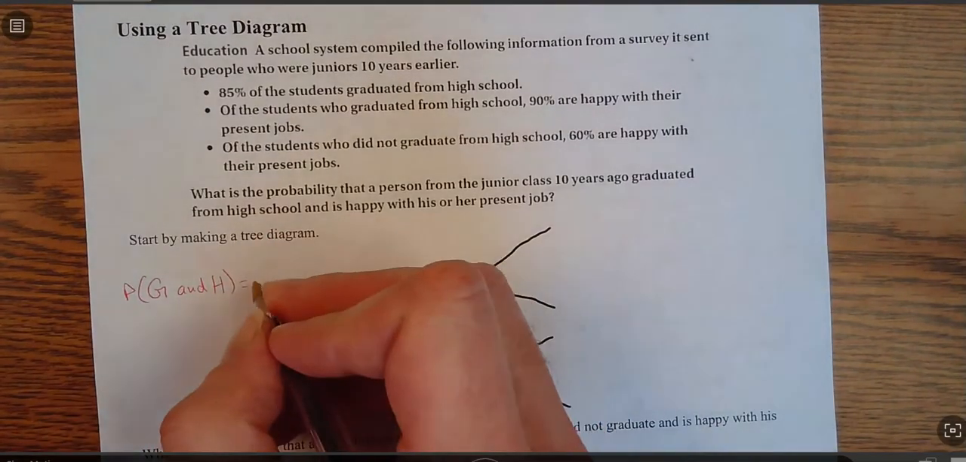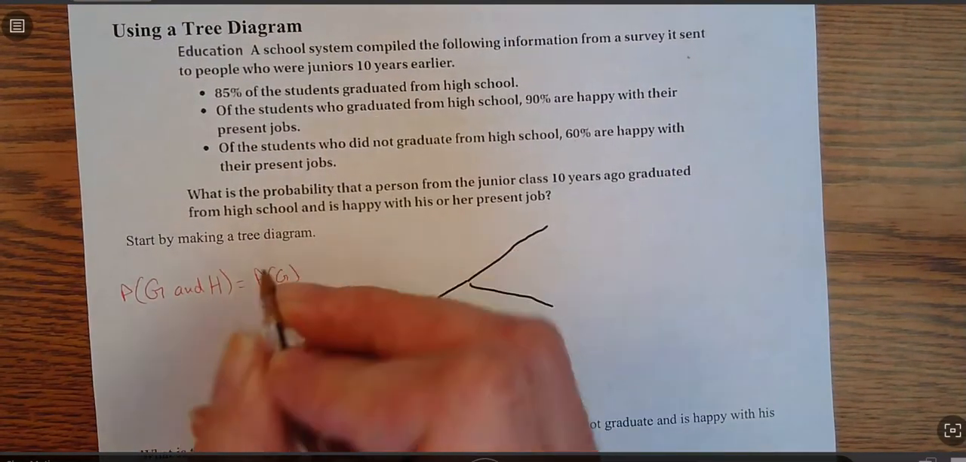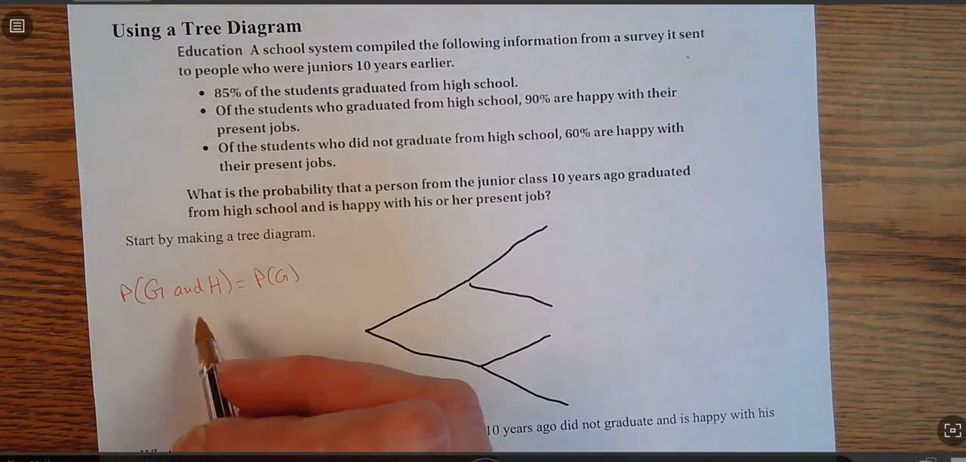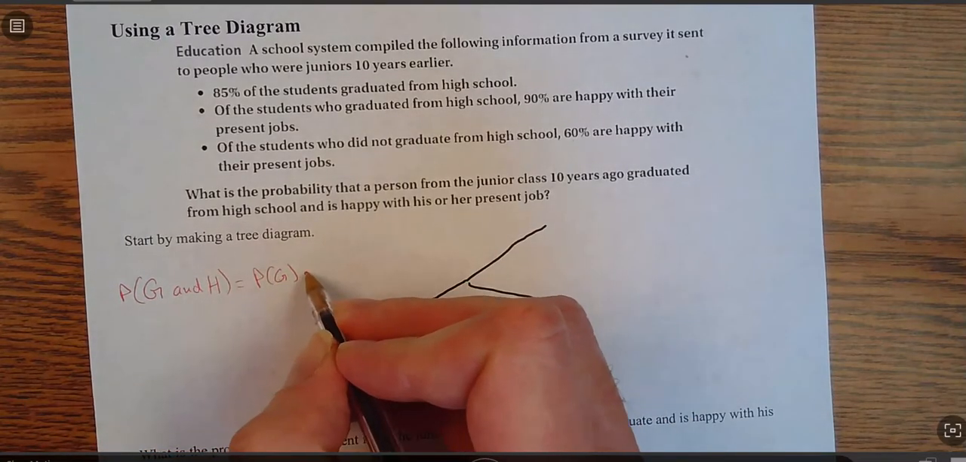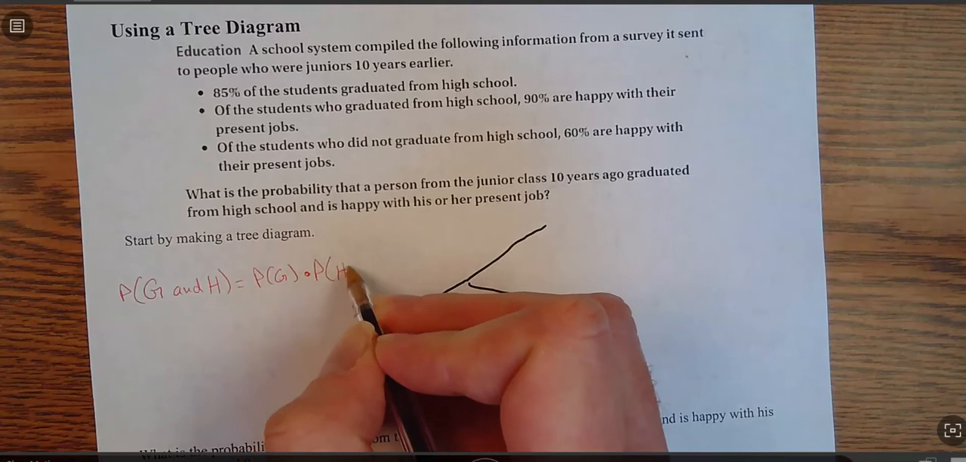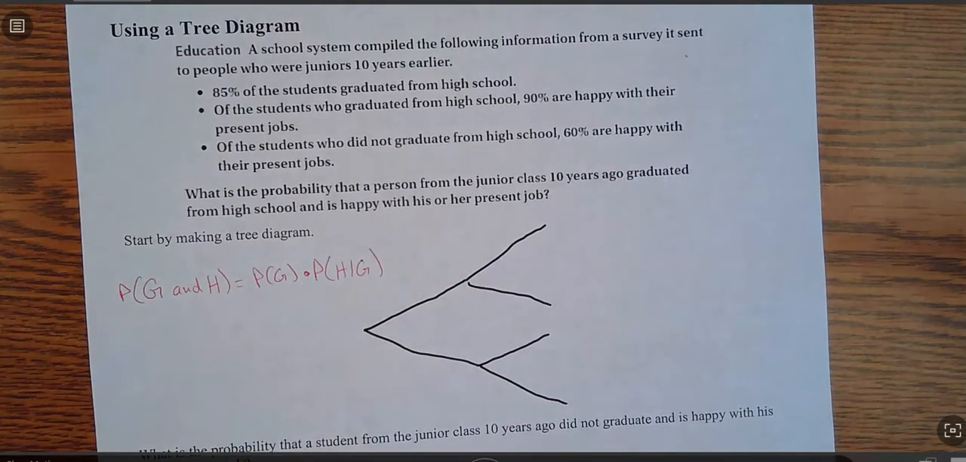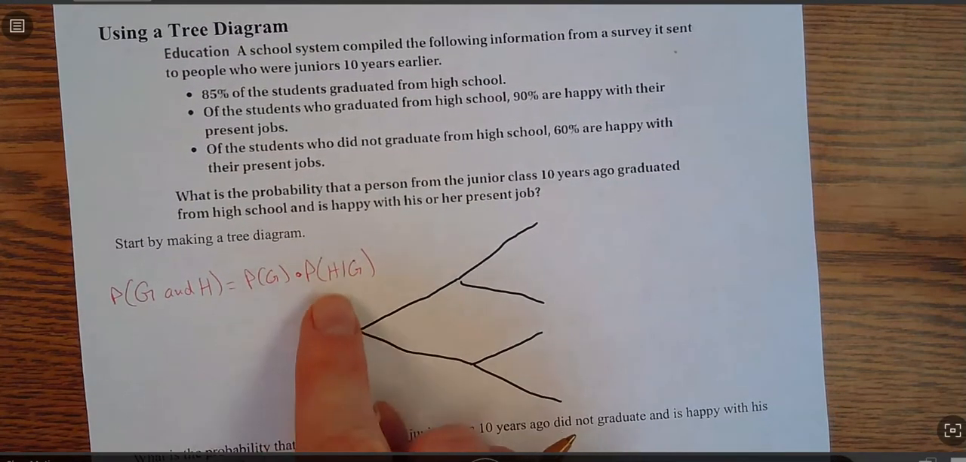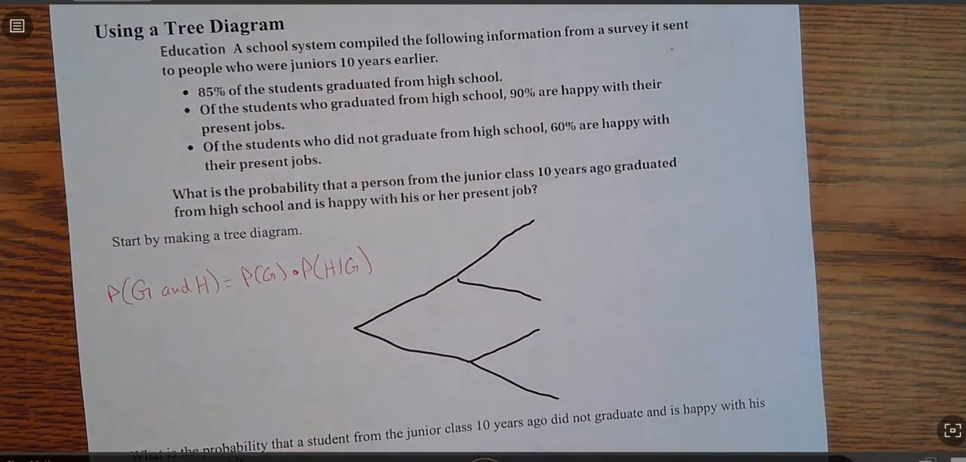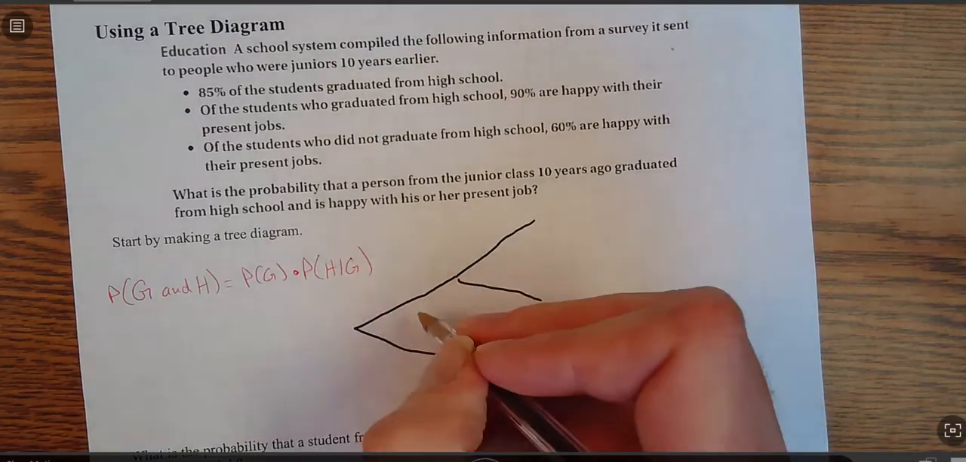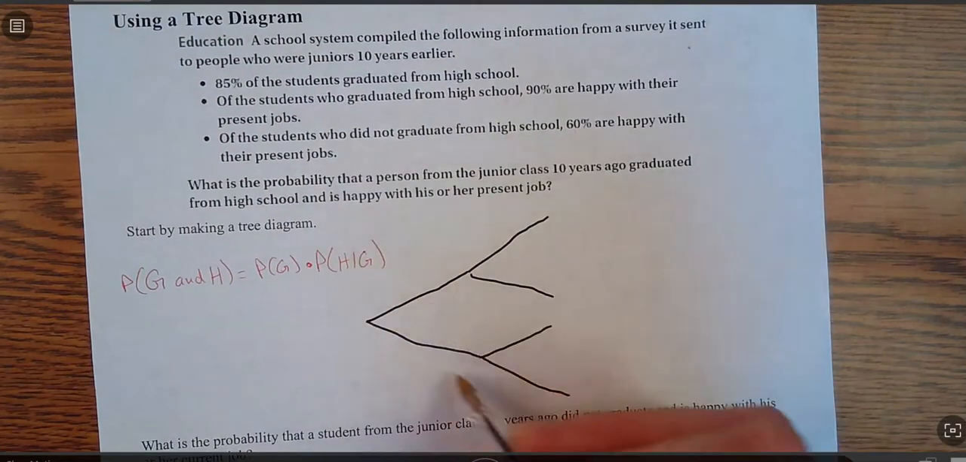Well, that means that instead of just taking probability of G times the probability of H, I'm going to take the probability of G times the probability of H given G. So that's what I multiply together to find out the overall probability of both these events happening. So first off, the tree diagram, I kind of drew it for you here to make branches.